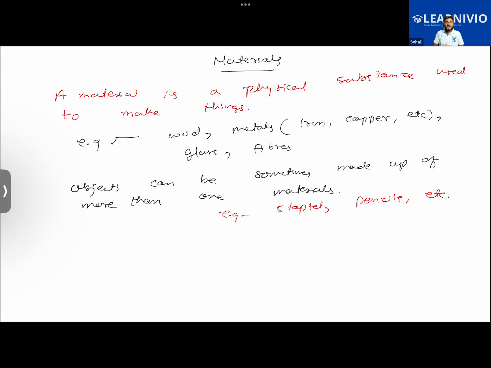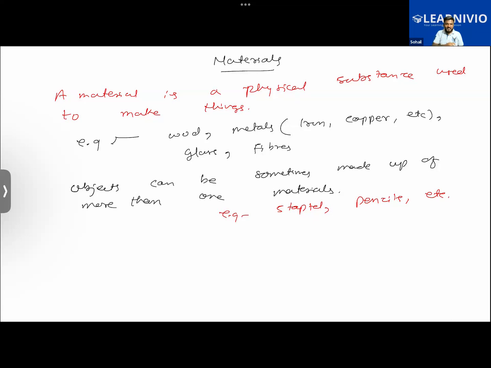Then we did learn about materials. A material is any physical substance that is used to make things. For example, to make paper, you need wood, so wood is a material, right? To make clothes, for example a t-shirt, you require some fibers. For example, you would require cotton as a raw material. Or to make gunny bags or jute bags, you would require jute, so that is the material required for making jute bags. Getting it? Yes, sir.